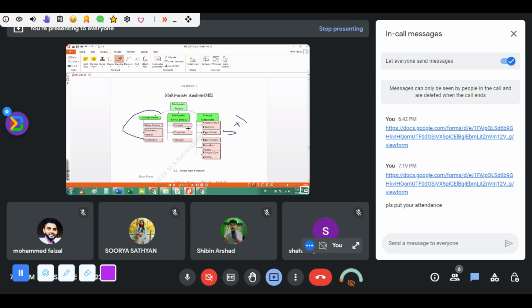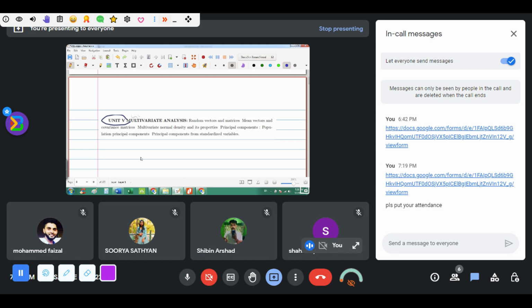Okay, so first, what is the notation of mean? Already I told you there are three notations. One is called x bar, another one is called E of x, and another one is called mu. These three notations denote the mean only. This is the single one dimensional case, therefore I am putting it in this format only.